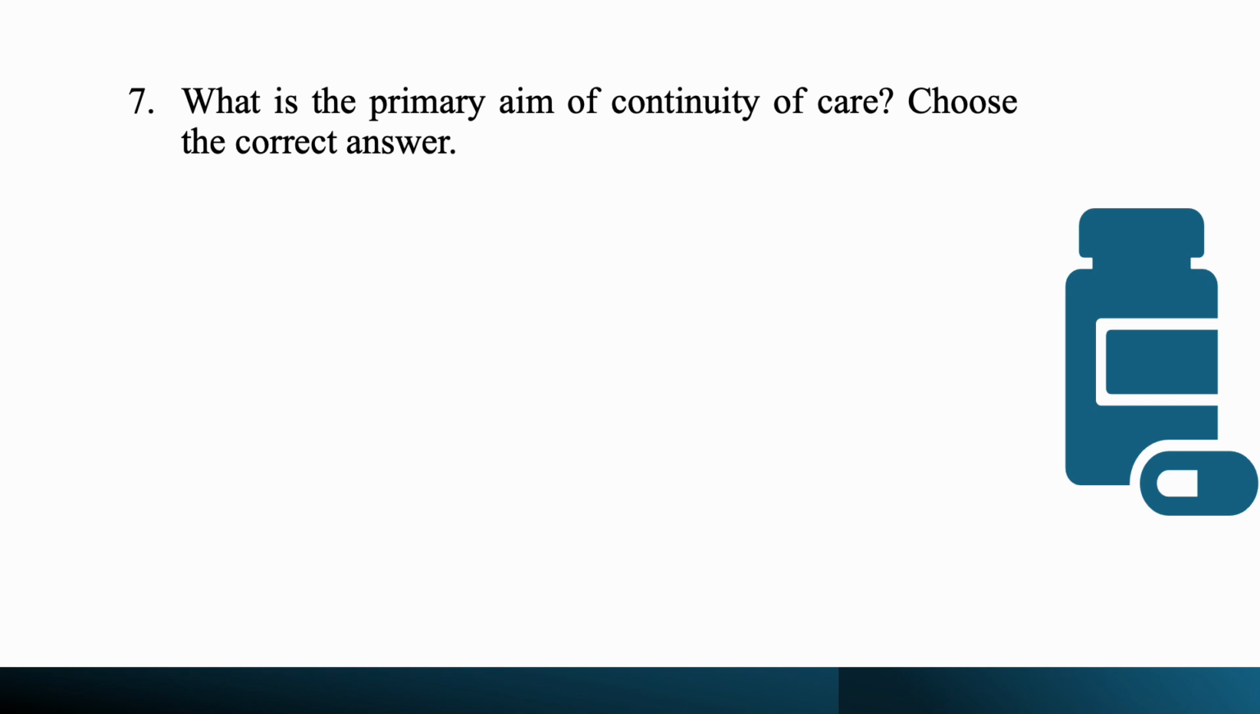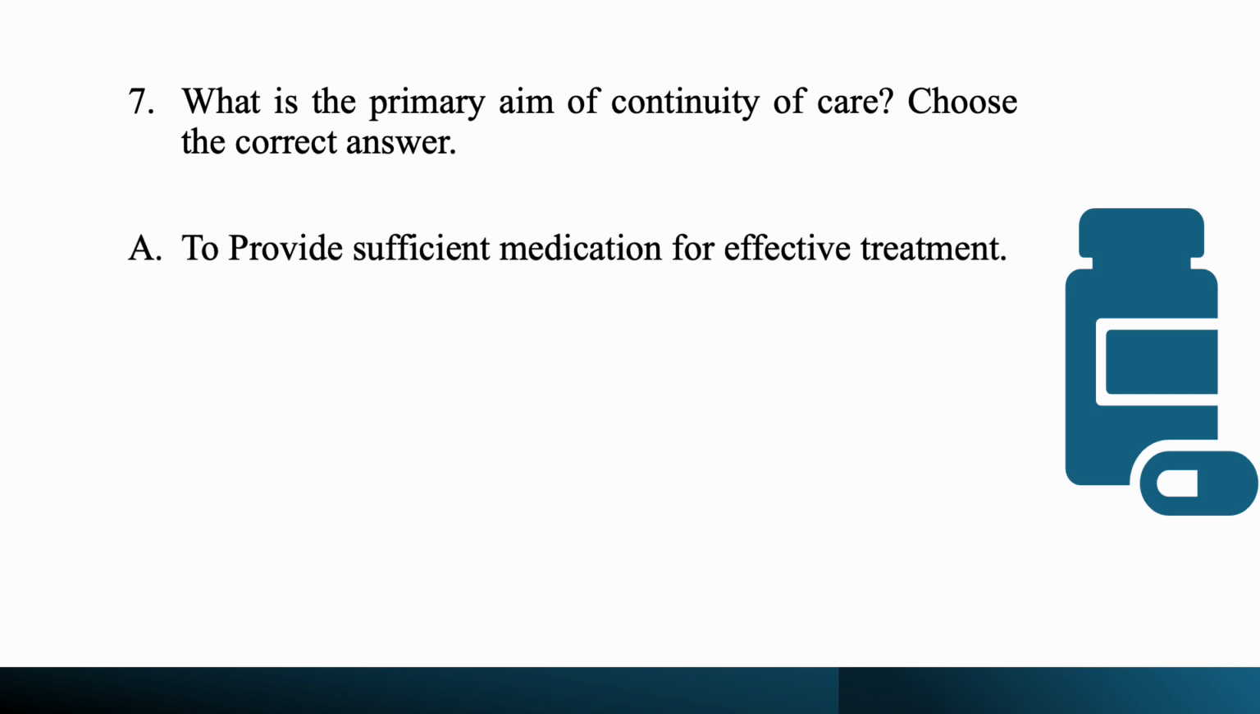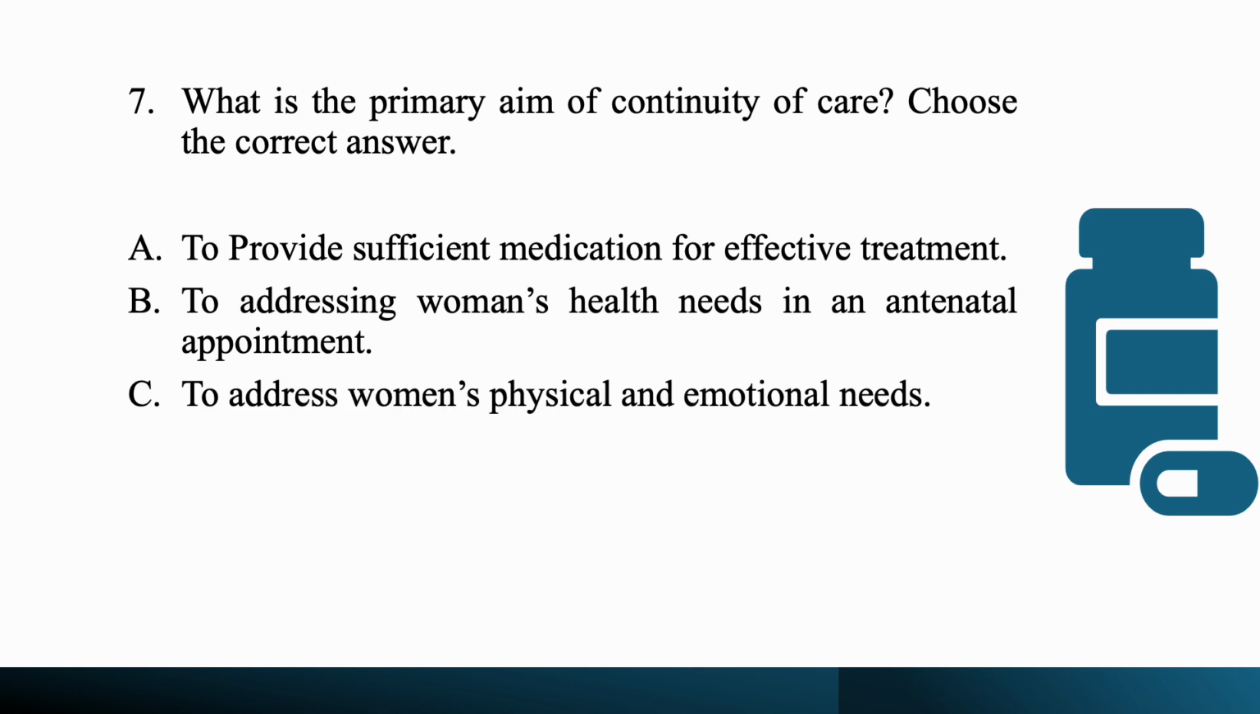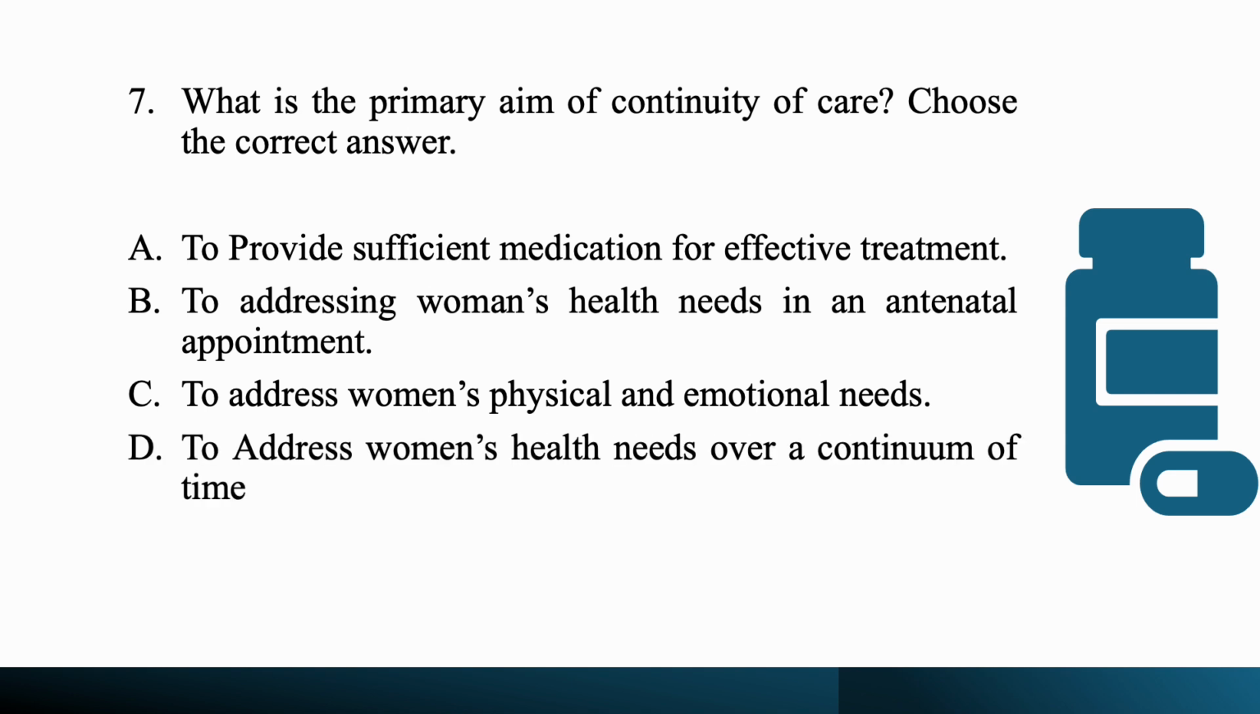Question number 7. What is the primary aim of continuum of care? Option A, to provide sufficient medication for effective treatment. Option B is addressing women's health needs in her antenatal appointment. Option C is to address women's physical and emotional needs. And option D is to address women's health needs over a continuum of time.